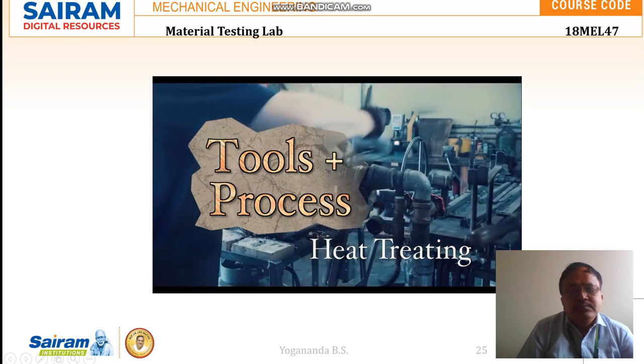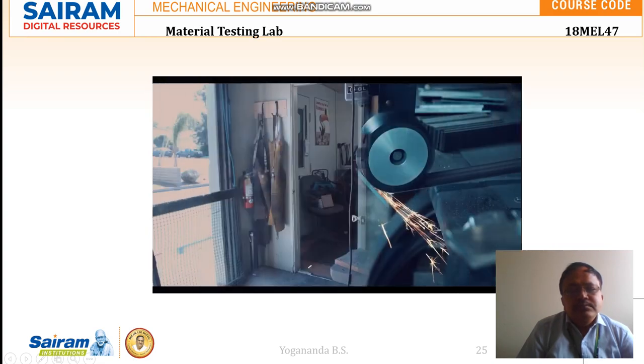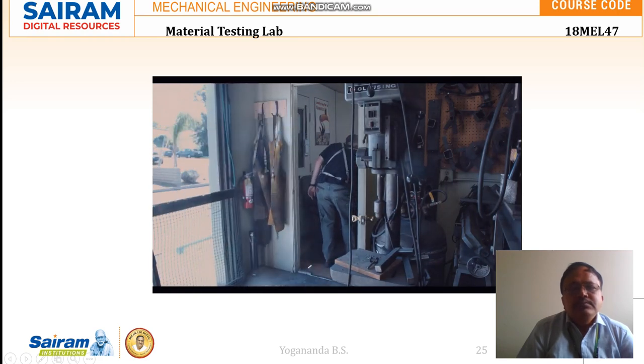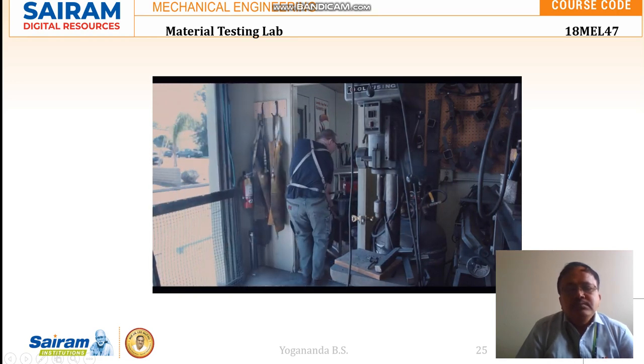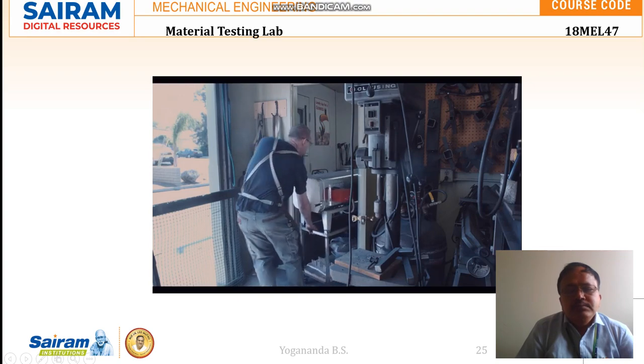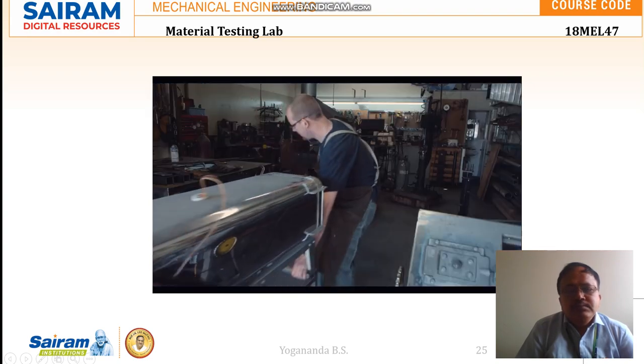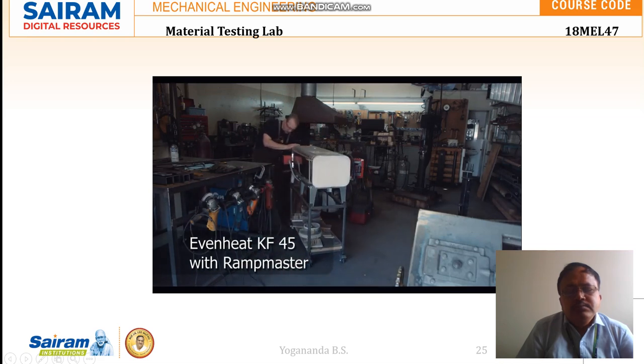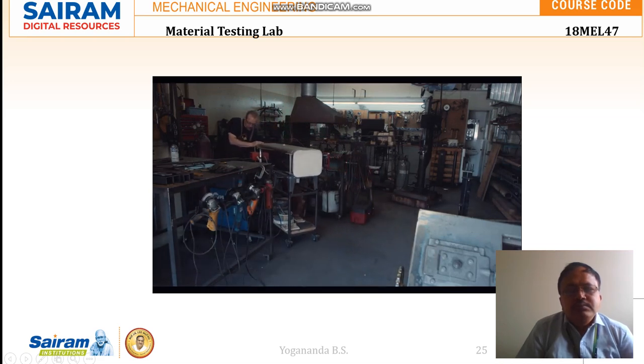Welcome to Tools and Process, a new series of short videos in which I will talk about the tools I use and my process for accomplishing certain goals. Today, I will cover some aspects of heat treating. Heat treating is the process of hardening carbon steel to specific hardness. It requires heat and controlled cooling of the steel.